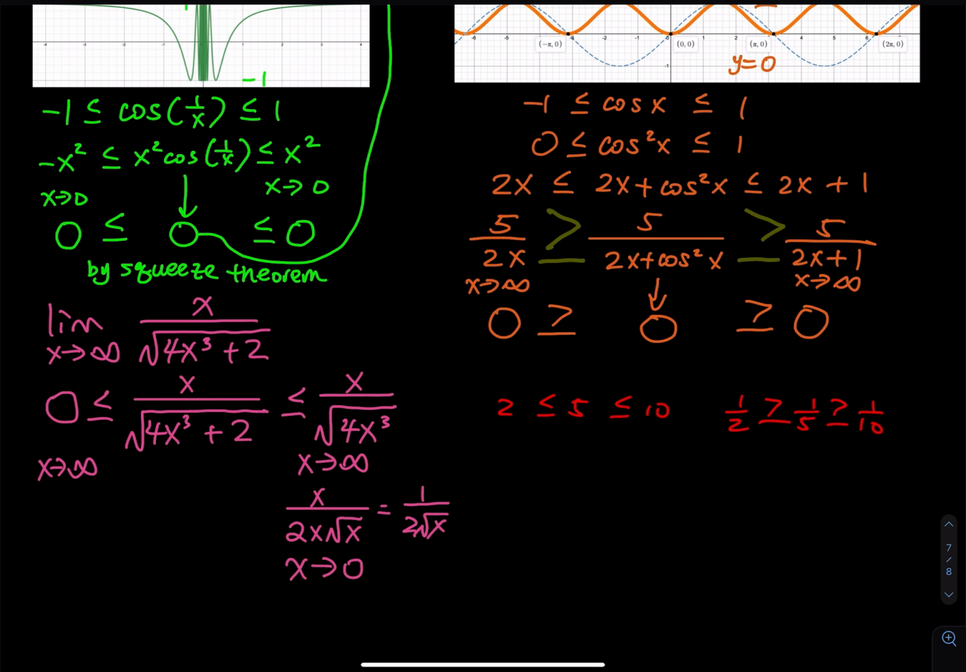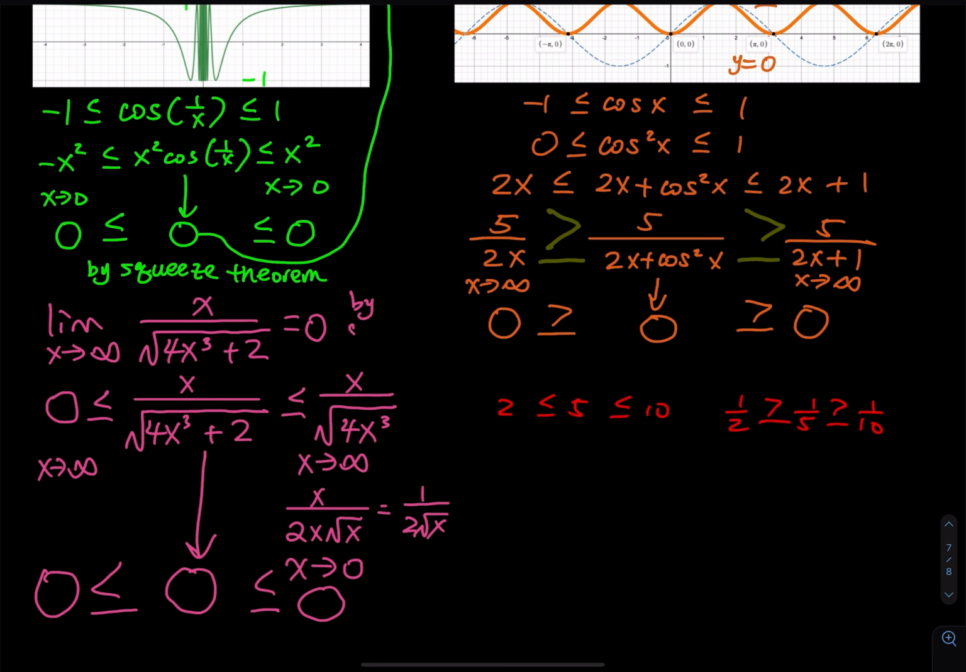So this one is just saying 0 less than or equal to, and this is another 0. So that means this one has to be a 0. So this equals 0 by squeeze theorem.